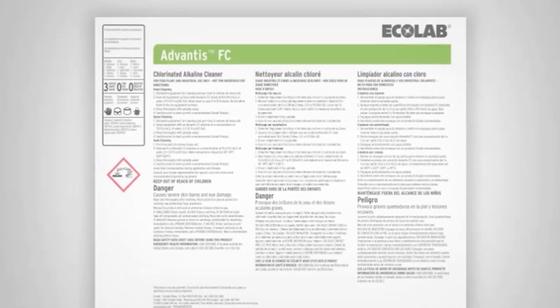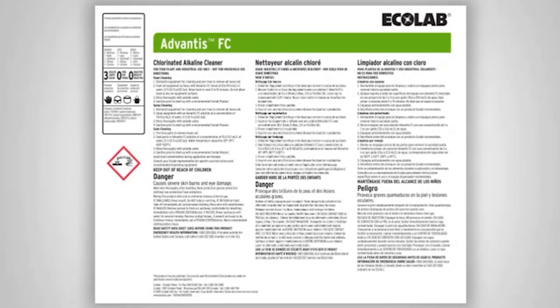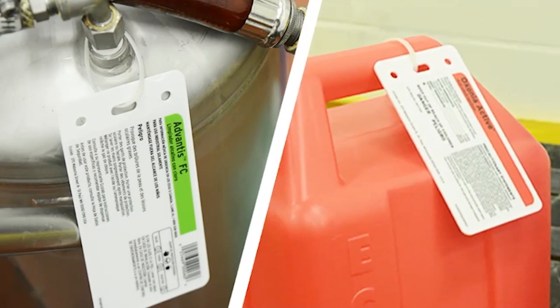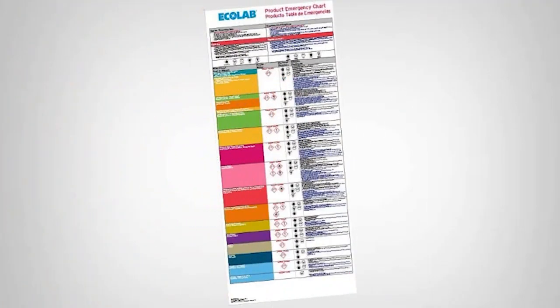Ecolab also uses color coding on labels to convey information about the chemical. For instance, alkaline cleaners are green, while acid products are dark pink or red. These colors correspond to the Ecolab Emergency Chart, a tool that provides first aid, PPE, and other necessary product information.